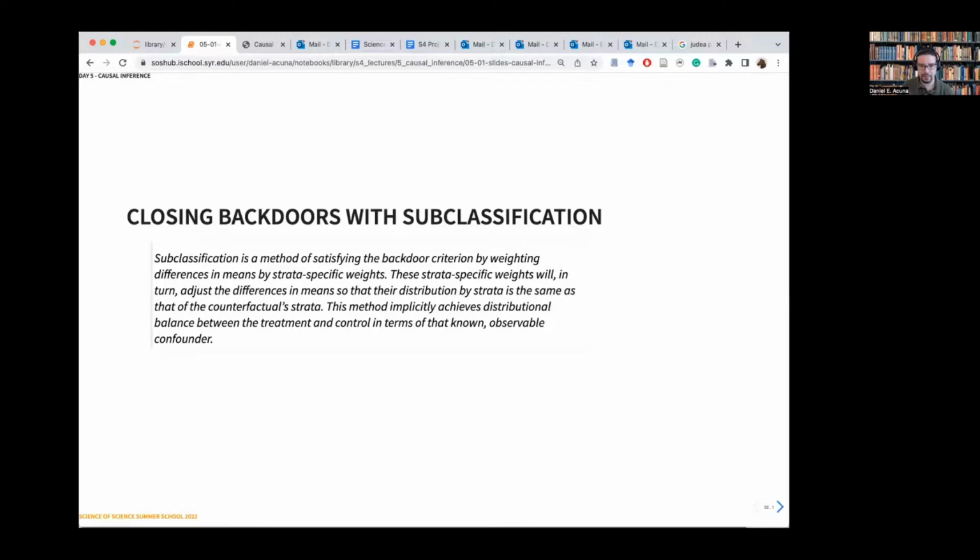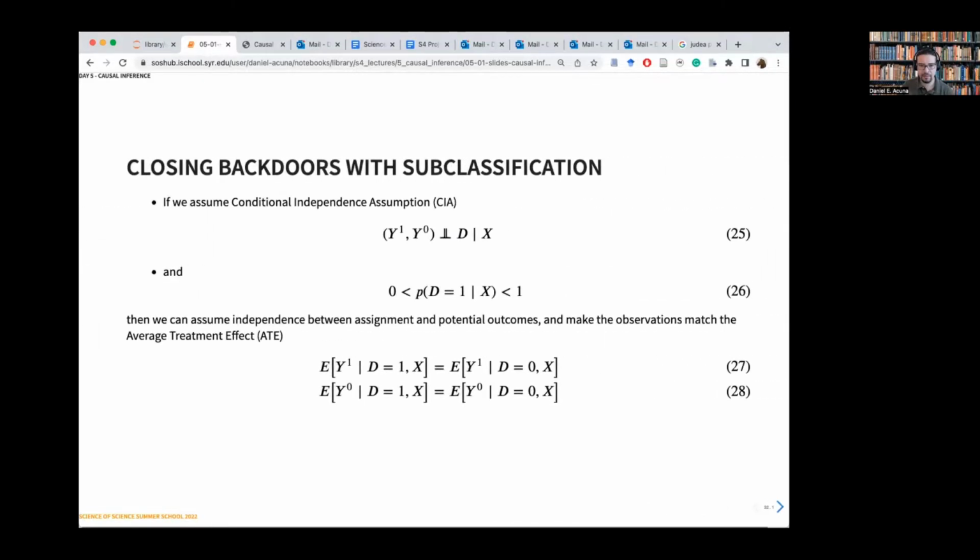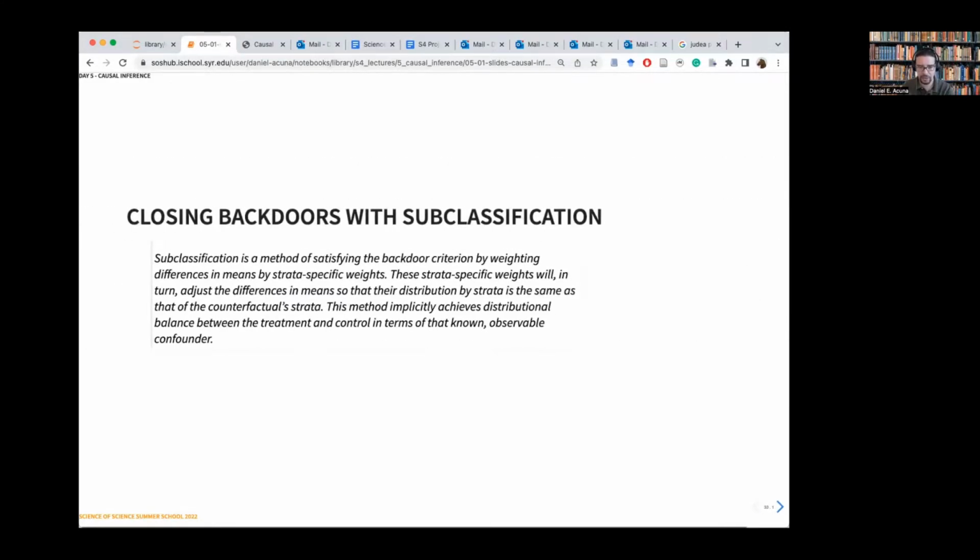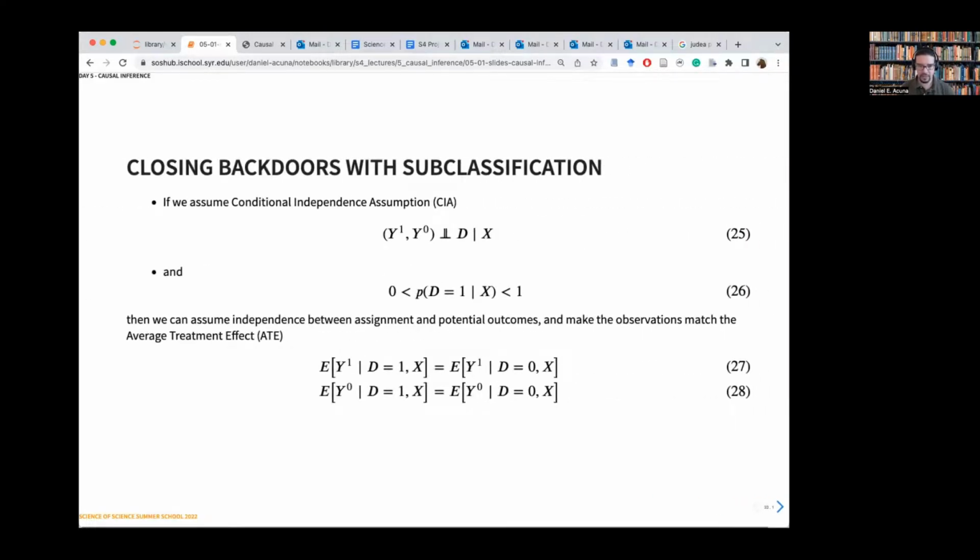So we have a backdoor, and we think it is affecting our ability to infer the causal effects. We can partition the data into different strata, different cells, and then compute independently for each of the cells the effect, and that will give us an estimation of the causal effect.